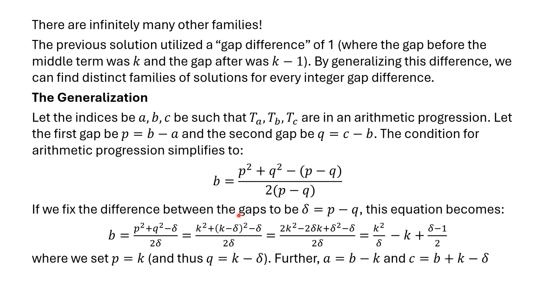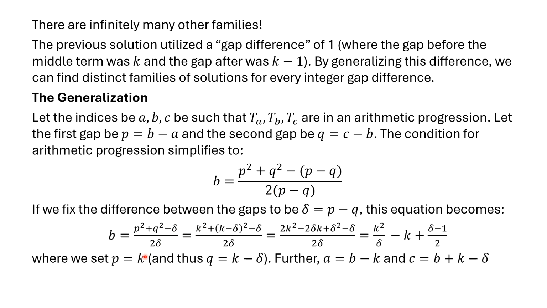So if we fix the difference between the gaps to be delta, so now it doesn't have to be 1, which it was for our first example previously, then we can substitute that in here for b. We also let p equal k and q equal k minus delta. That just comes from this difference here. So we plug all that in and we get p squared plus q squared. p minus q is delta, then 2 delta in the denominator.